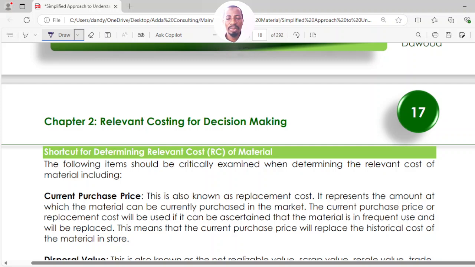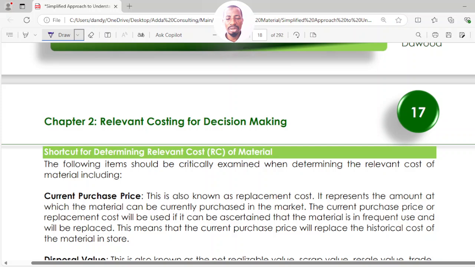The current purchase price is also known as replacement cost. It represents the amount at which the item of material can be purchased currently in the market. You know, when you want to buy material, what do you do? You go to the market and buy. The amount at which that material is being bought in the market is what is known as replacement cost or current purchase price.